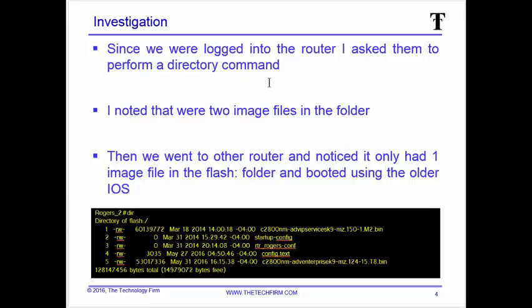So since we were logging into the router, I asked them to do a directory command. I noted there was two image files in the folder. You can see there's an image file here, an image file there, and some config files. Then we went to the other router and noticed it only had one image file. And it booted using the older IOS. So of these, this was the older 12.4 and this is 15.0. This was the older one, and that's what the other one was using. That was not having any issues. This one was using 15.0 and it was having issues.